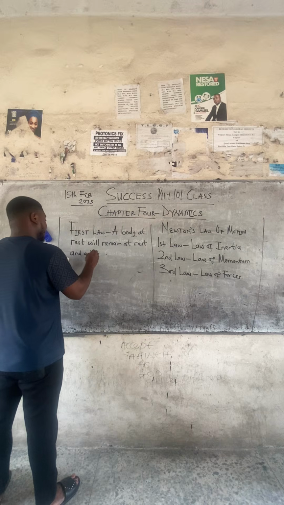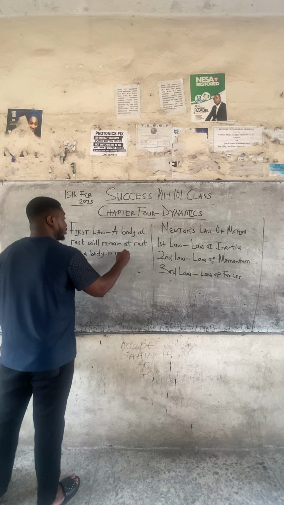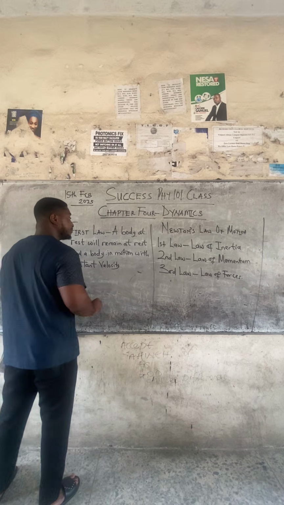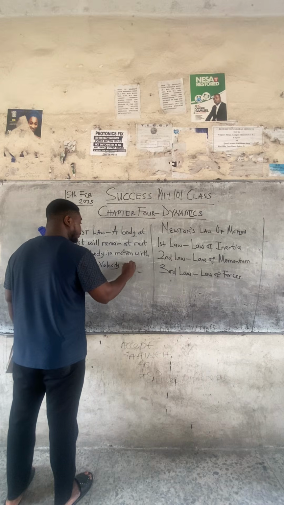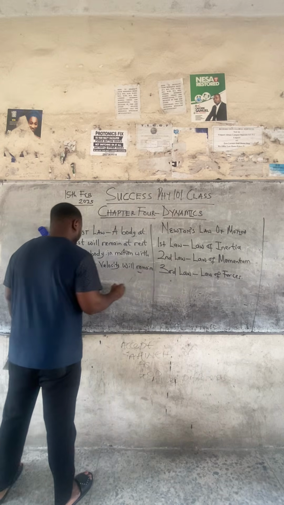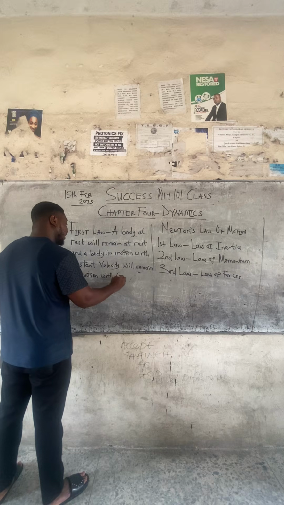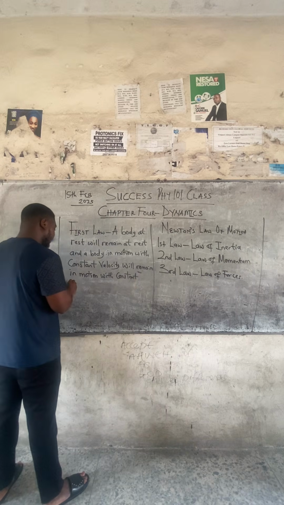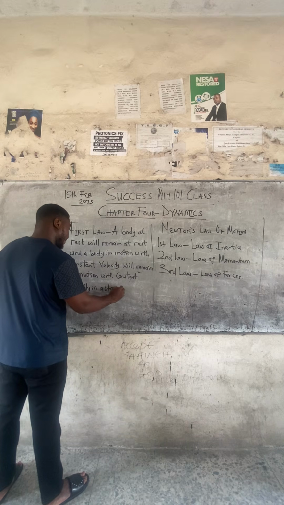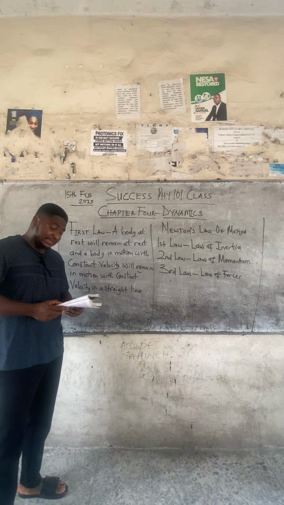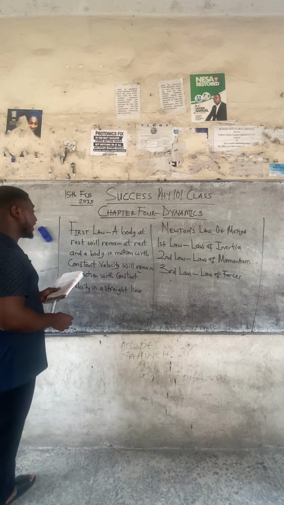And a body in motion with constant velocity will remain in motion with constant velocity in a straight line unless it is compelled to change that state.